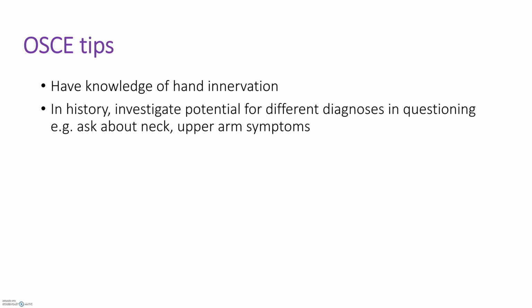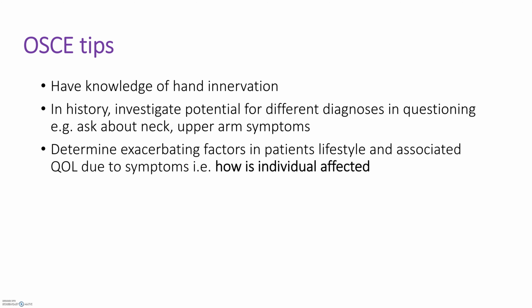In the history, it's also very helpful to show that you're thinking of differential diagnoses. So as I mentioned before, cervical radiculopathy. So you can show the examiner you're thinking of this by asking the patient if they're having any neck or upper arm symptoms. It's also very helpful to think of any factors that may be exacerbating the condition within the patient's lifestyle. So asking about things like occupation can show that you're thinking about this.